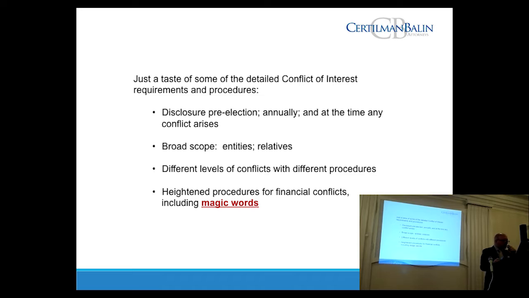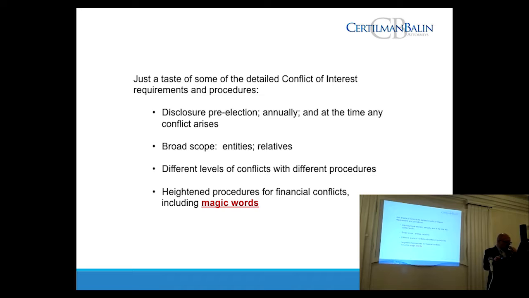disclosure of conflicts has to happen before a director is elected to the board for the first time. So that's in advance of their election, at least annually, and at any time that a conflict arises. So this is an ongoing responsibility. It's not a one-time endeavor. By definition, it's got to happen at least annually, even if there's no conflict.